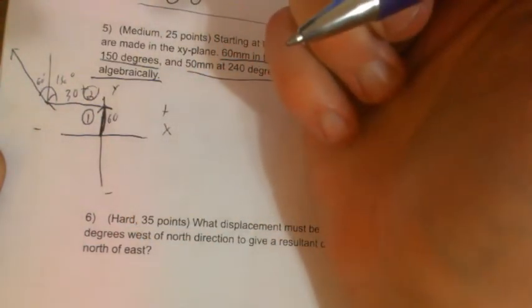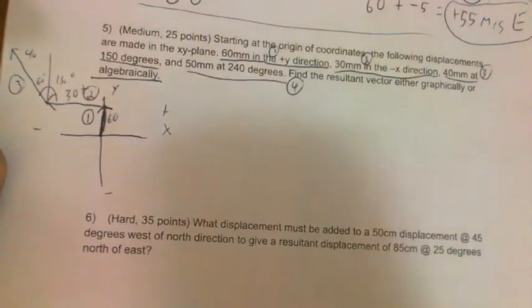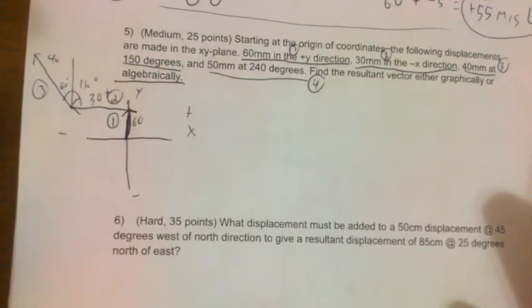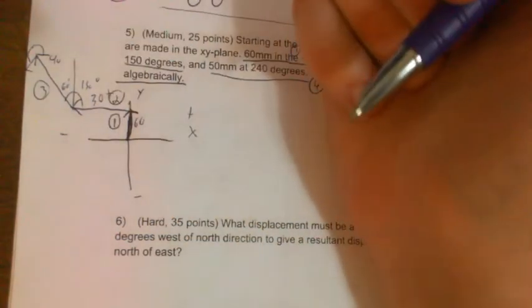So this is 150 degrees. Or if you want to consider that this is 90, that makes this 60 degrees. That's our third vector. It's got a length of 40 millimeters. And then our last one is 50 millimeters at 240 degrees, which will put it off the edge of my paper here. It's a little bit awkward, sorry. I should have thought this through a little bit better. So 240 degrees is going to be like 60 going down like this. That's going to be our fourth vector.